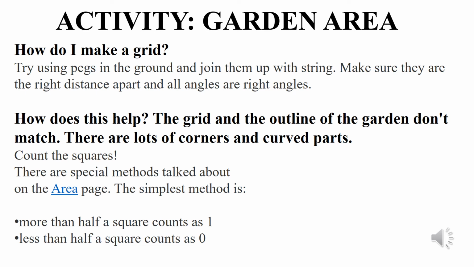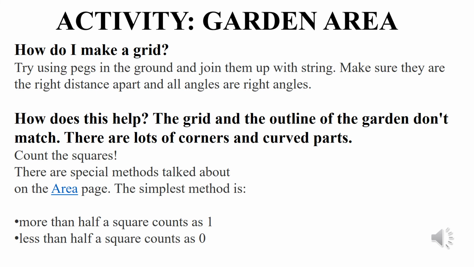How do I make a grid? Try using pegs in the ground and join them up with string. Make sure they are the right distance apart and all angles are right angles. How does this help? The grid and the outline of the garden don't match. There are lots of corners and curved parts.